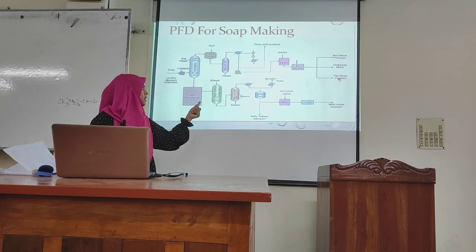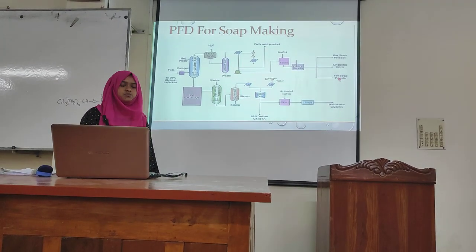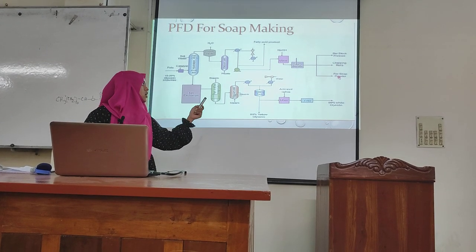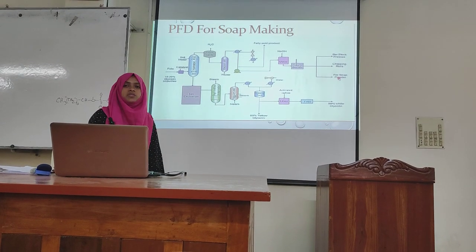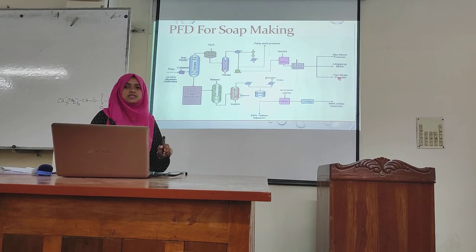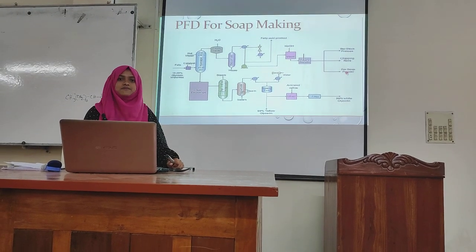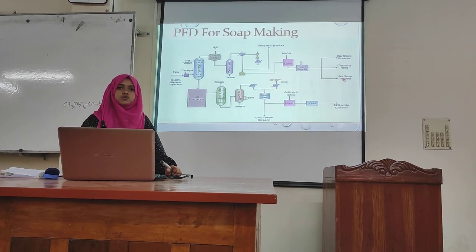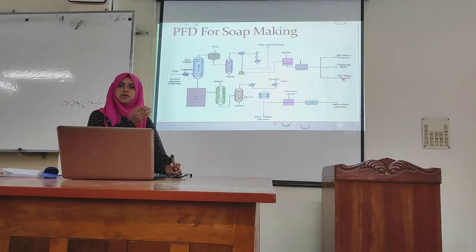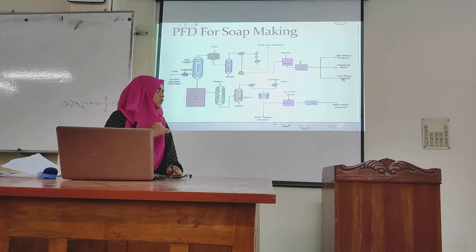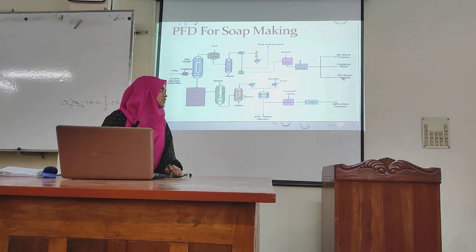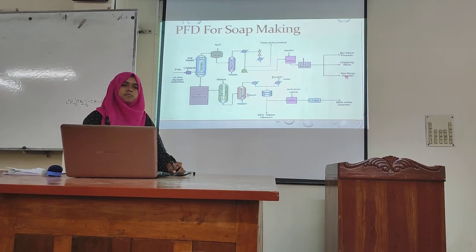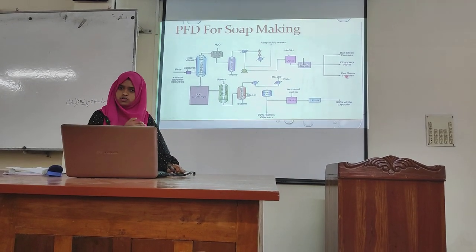On the other hand, if we don't want this yellow glycerin, it can be sent to a further process, which is a mixture. In this mixture, activated carbon is used to remove the color, and then it is passed through a filter where the activated carbon is removed. And we can get our desired product, which is 99% white glycerin. This is all about the process flow diagram of soap making.